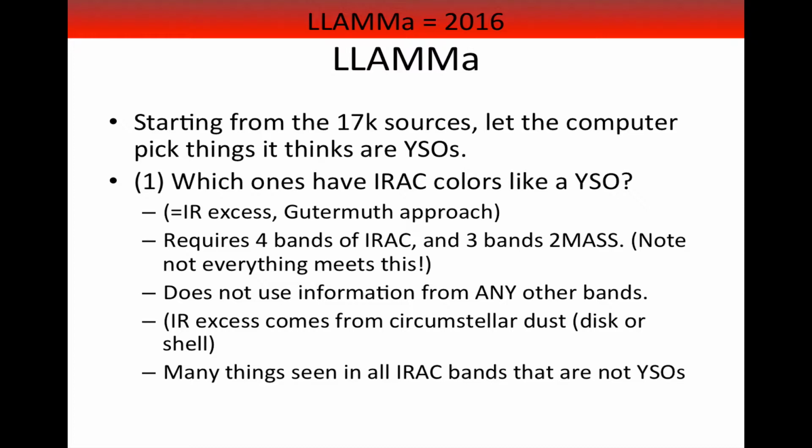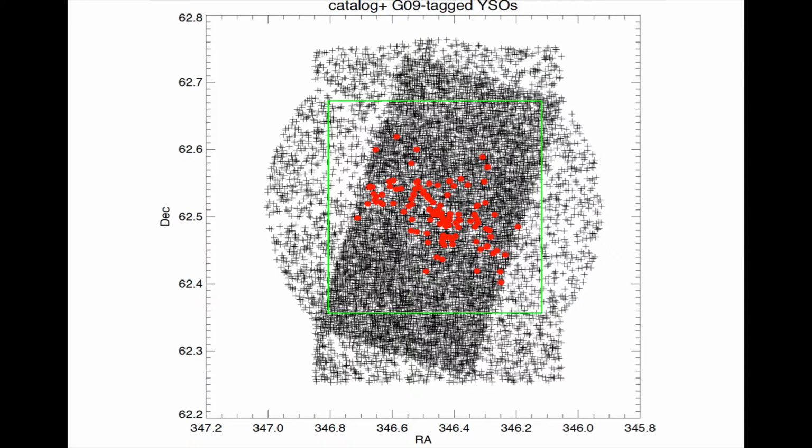And so remember that the IR excess is coming from the circumstellar dust around it, either a disk or a shell. And there's plenty of things that are seen in all the IRAC bands that are not young stars. So of that entire catalog, that is just 2MASS plus the cryo Spitzer. Those red dots are those IR excess identified sources. You can see there's many, many fewer in that green box than there are sources.